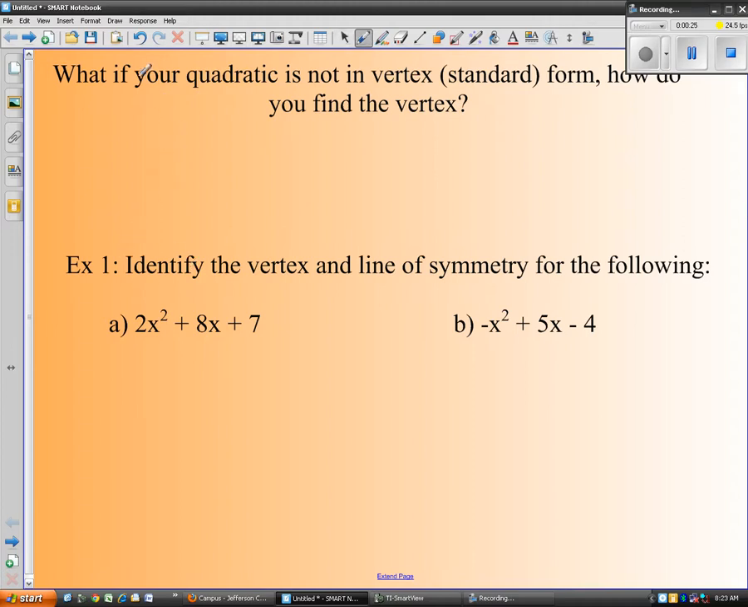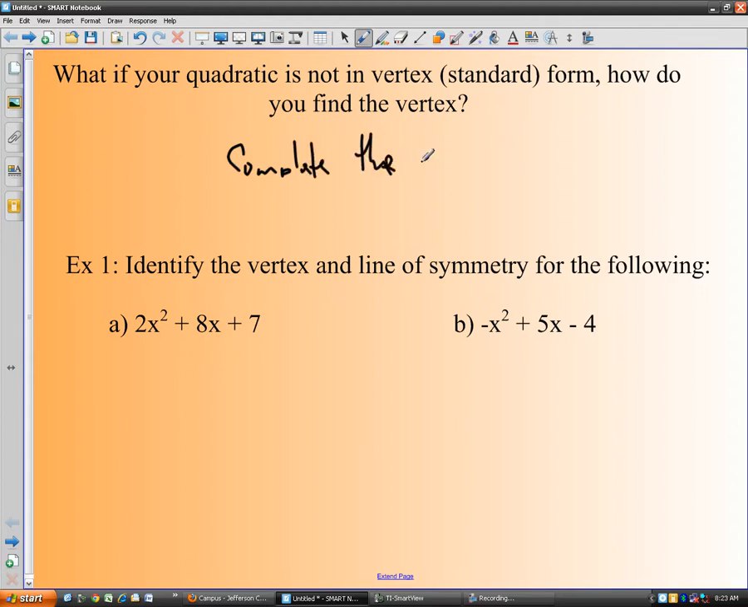So today we're going to say what happens if we want to find the vertex of a quadratic that's not in standard form. Well, what we have to do is complete the square. And you may remember this from Algebra 2. Let's go through and do this problem. This is similar to the example that I used the other day.